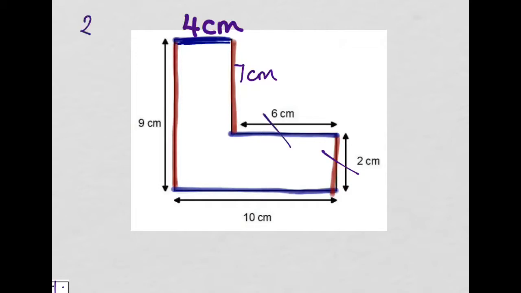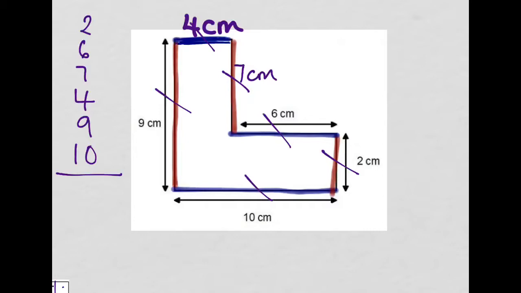6, 7, 4, 9, 10. Okay, so I've put a line through each edge. I could also count them at this point. I could say, right, 1, 2, 3, 4, 5, 6. Yes, it matches up.